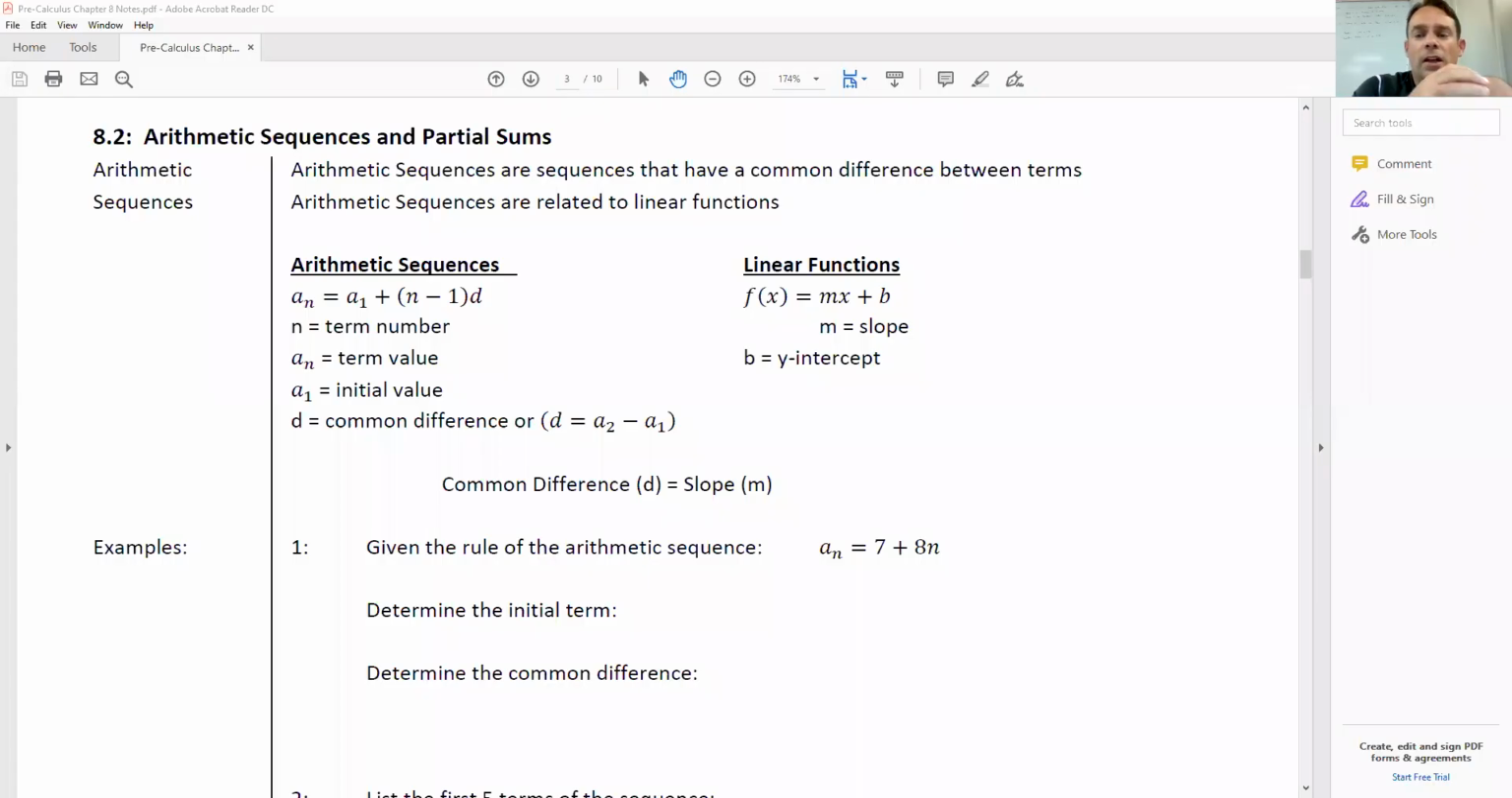Now we are here once again. We're just kind of moving our way through this idea of series and sequences. And today we're going to look at one special type of sequence. And this one is called an arithmetic sequence.